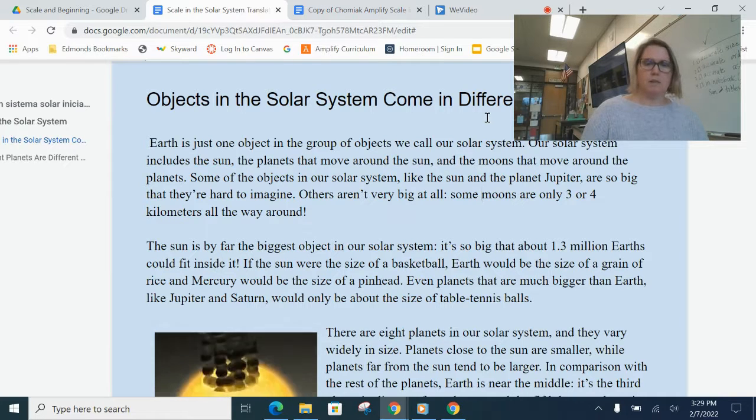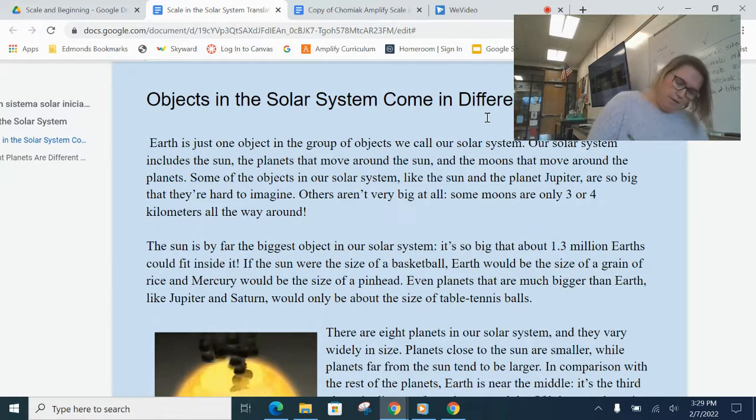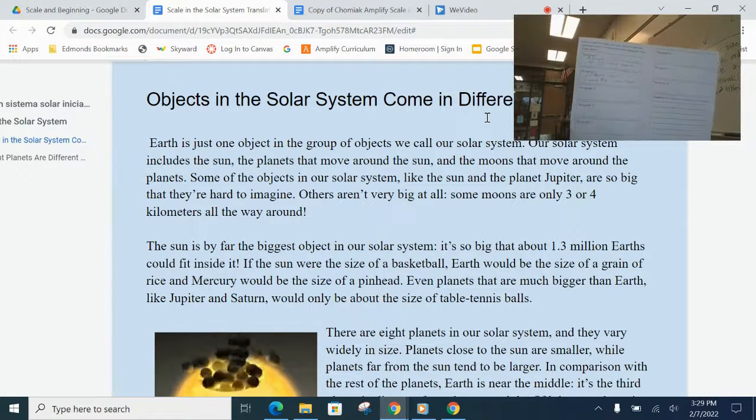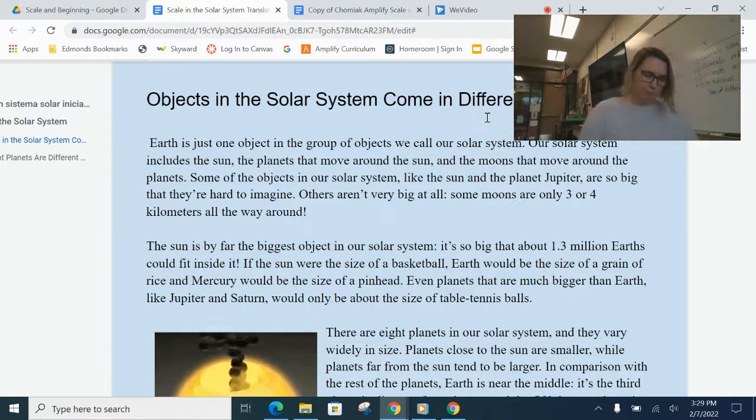planets. Okay. Some of the objects in our solar system, like the sun and the planet Jupiter, are so big they're hard to imagine. Others are very small, aren't very big at all. Some moons are only 3 or 4 kilometers. So I think I'm going to write: different sizes. Some small, some big. Just writing this down. The second paragraph, bullet points.